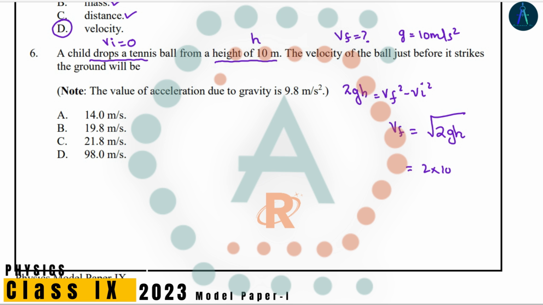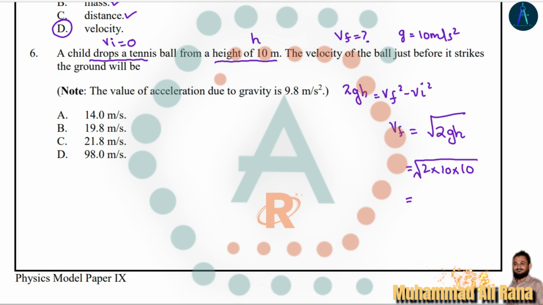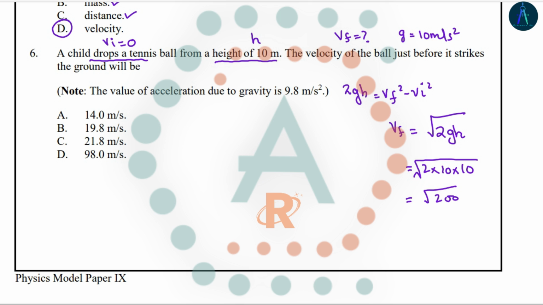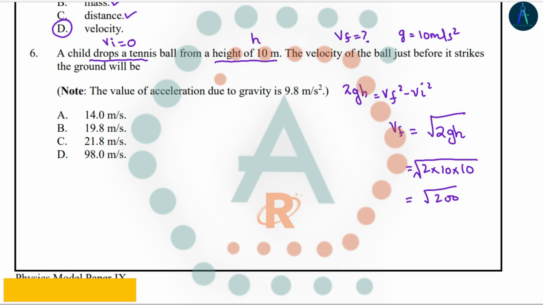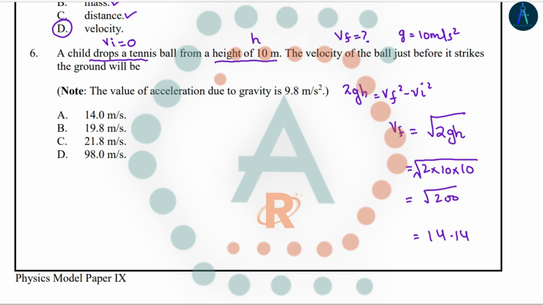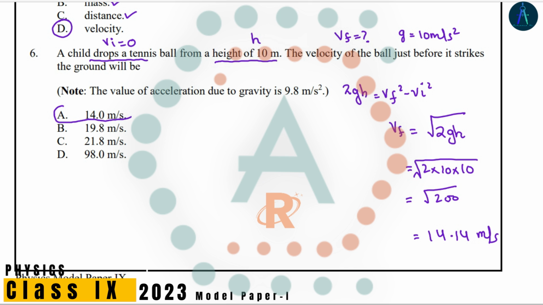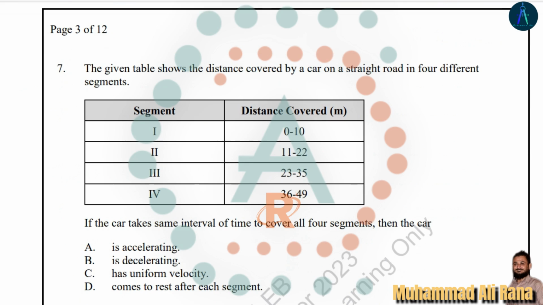2 into 10 into h is 10, or the square root of this. 10 into 10 is 100, and into 2 is 200. So let's calculate the square root of 200. It will become 14.14. So the square root of 200 is 14.14. So this is the answer for velocity. So the right answer will become option A. Now let's come to question number 7.